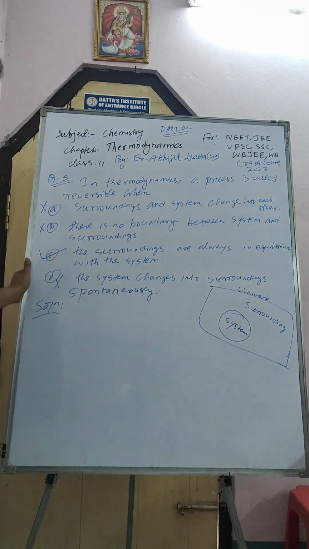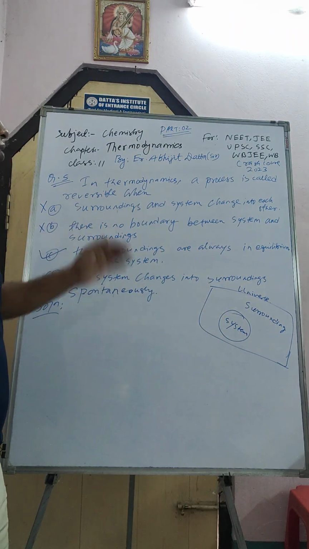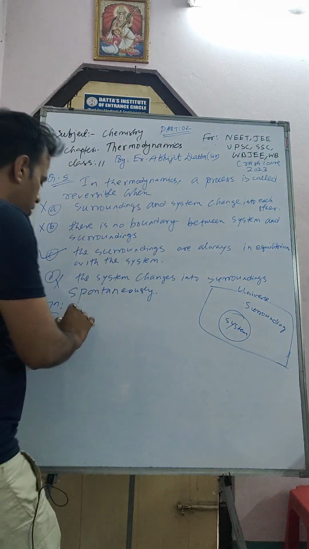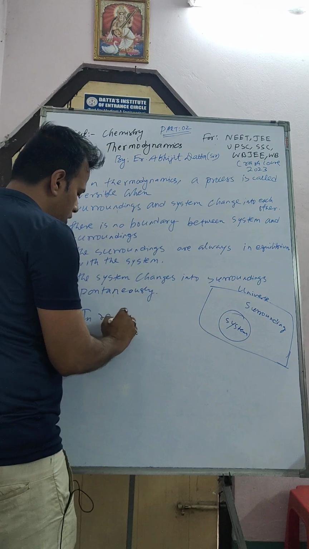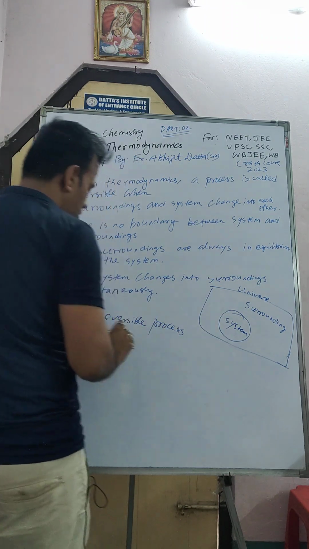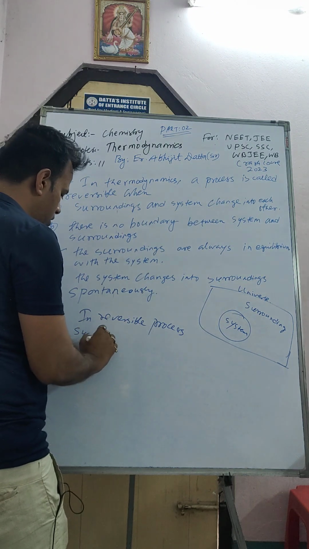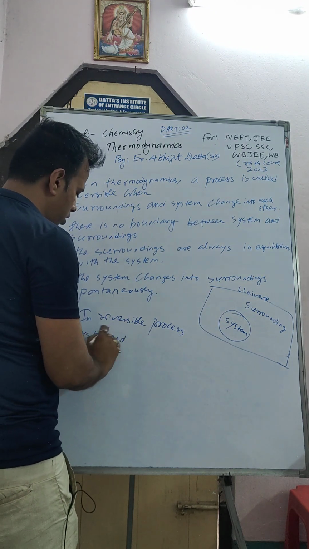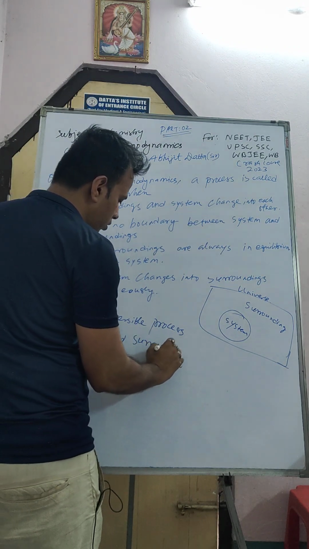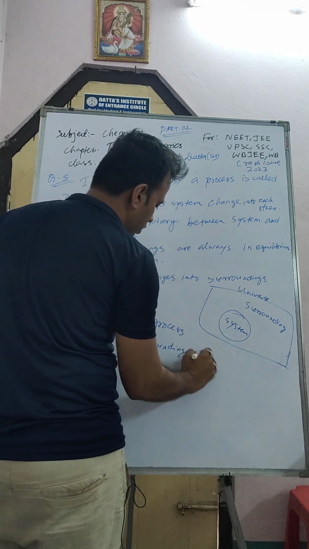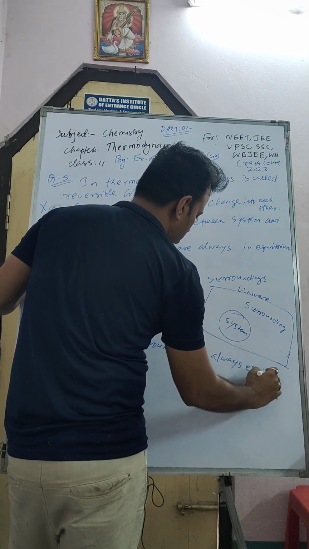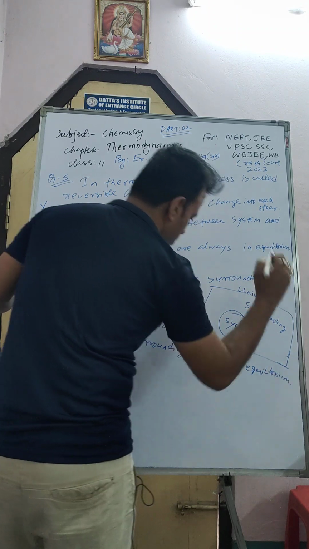So in a reversible process, the system and surroundings are always in equilibrium. Okay, so you have to note this: in a reversible process, systems and surroundings are always in equilibrium.